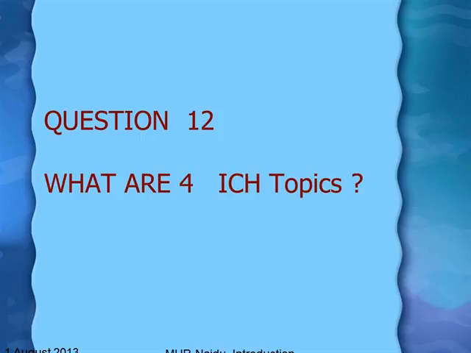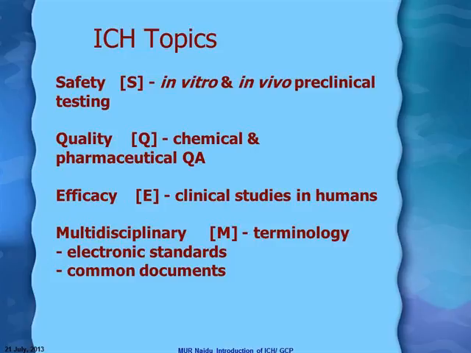What are the four ICH topics? The four ICH topics are safety, denoted as letter S, which covers the in vitro and in vivo preclinical testing, mainly done in animal experiments.